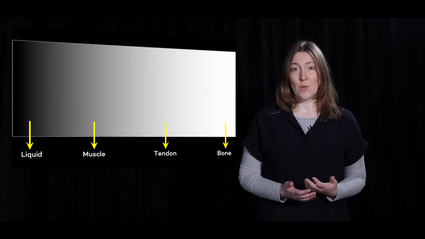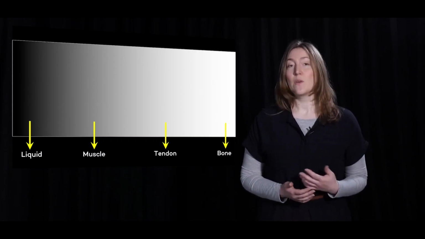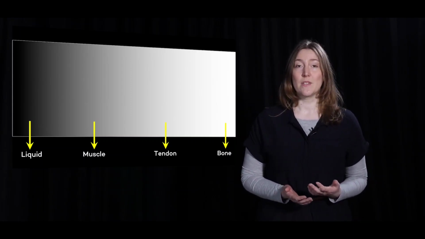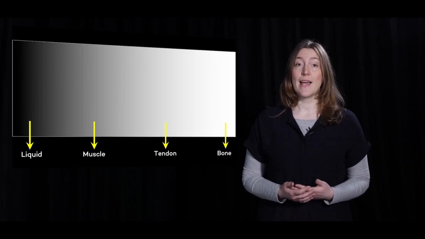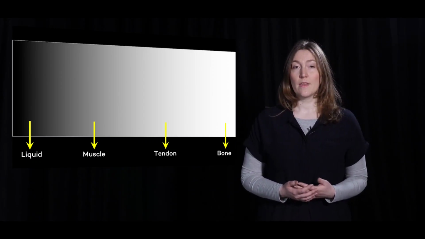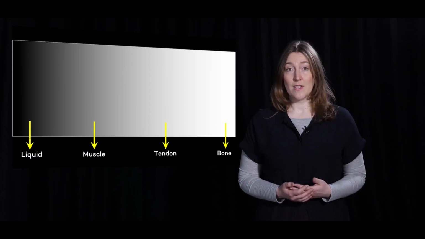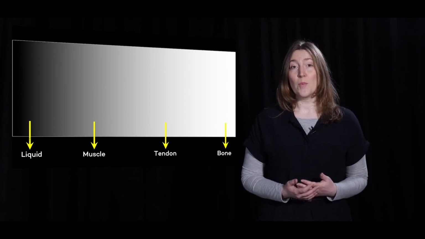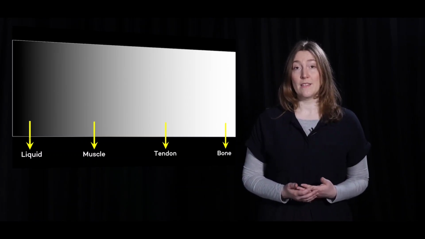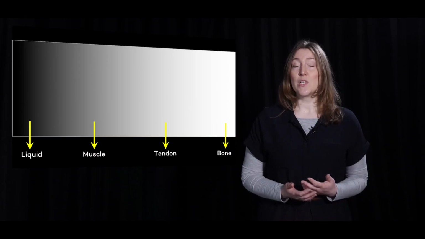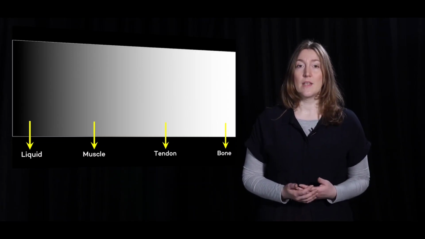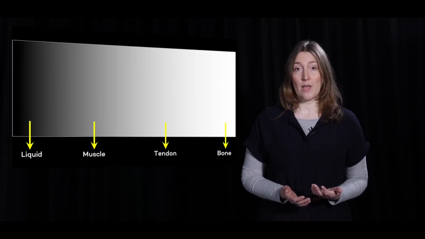Between the anechoic liquid and the hyperechoic bone, you can find all sorts of anatomical tissues, like in this example, muscle and tendon. Muscle tissue is softer than tendon tissue and therefore more hypoechoic than the tendon. A tendon is usually more hyperechoic than a muscle, but a tendon is more hypoechoic than bone.